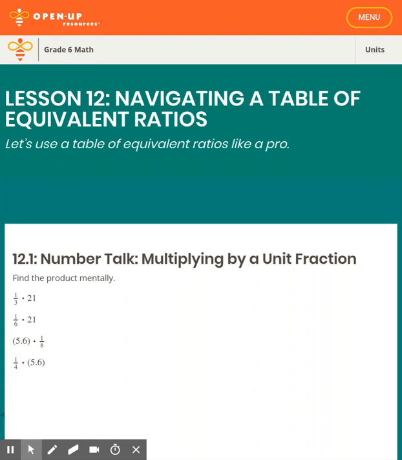Specifically, Illustrative Math calls out that it is helpful for scaling down, so finding equivalent ratios involving values that are smaller, which is kind of what we're about to do in this lesson. Later on in the course, it helps with relating fractions to percentages.